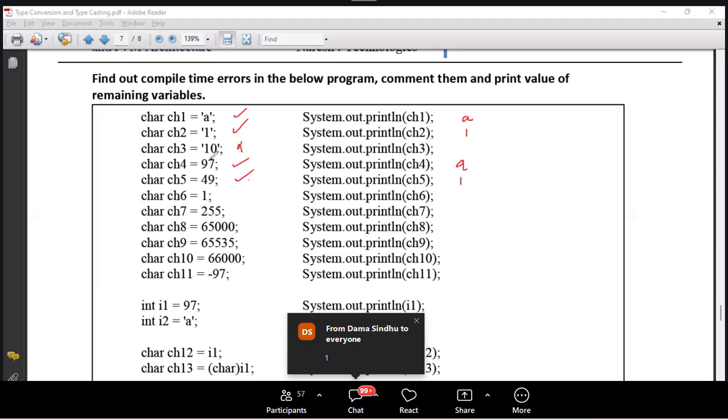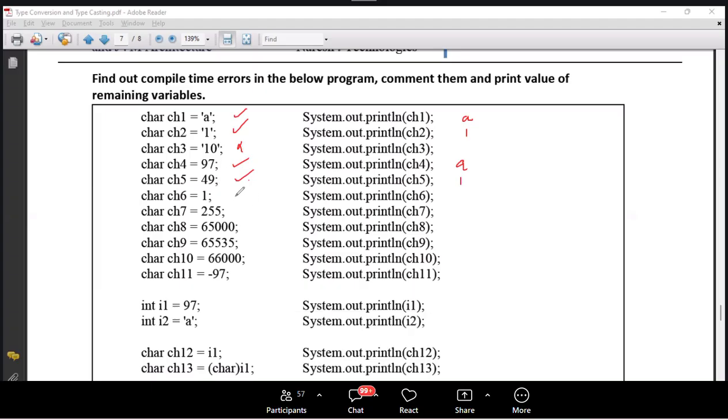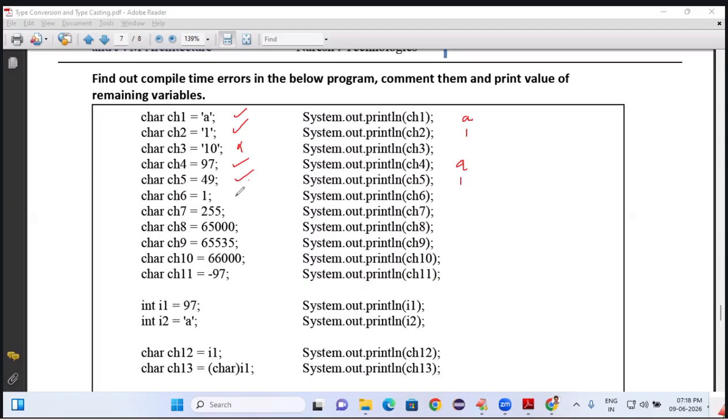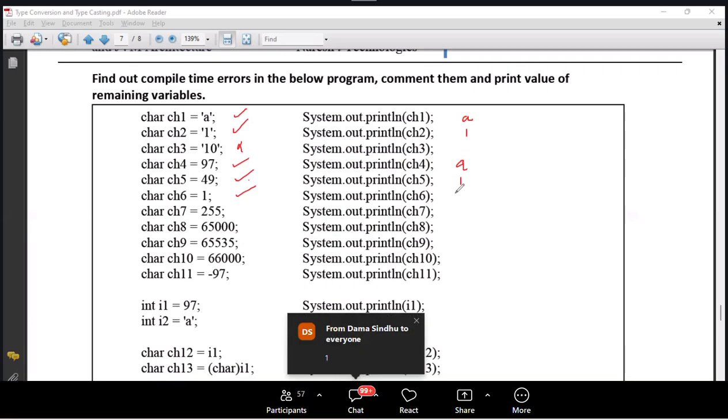97 ASCII number is A. 49 ASCII number is 1. Next. Error. Error. Correct. What is the output? 29 or 49? 49. 29. Hey, come on. What is the output? What is the output? Here.